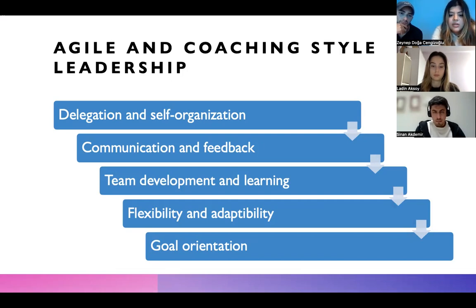And last one, goal orientation. Both coaching style leadership and agile leadership support team focus on goals and working towards achieving them. Coaching style leadership involves setting goals collaboratively with team members, while agile leadership emphasizes goal alignment and the flexibility to adjust when needed. So these connections highlight the strong alignment between coaching style leadership and agile leadership.